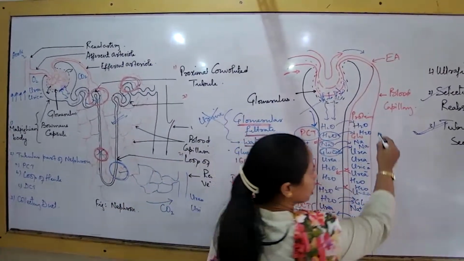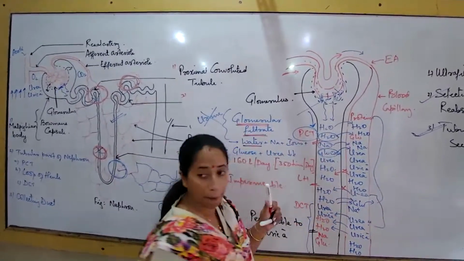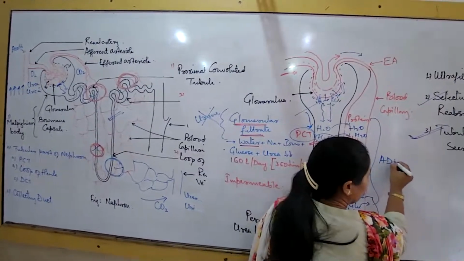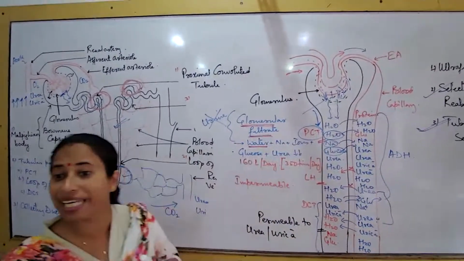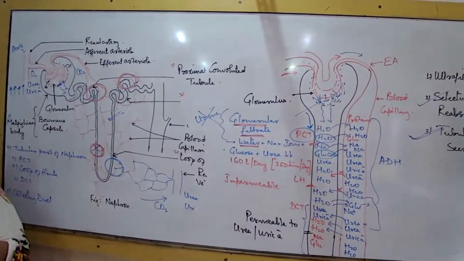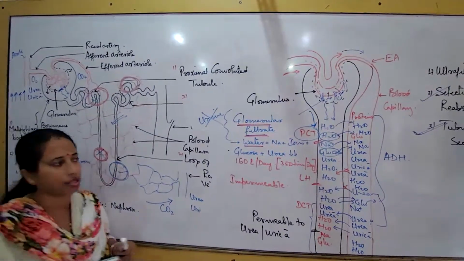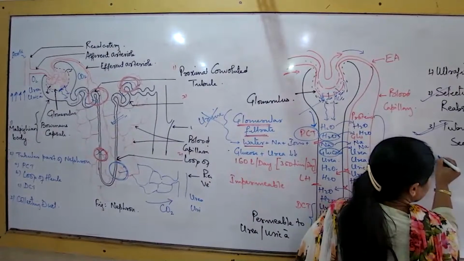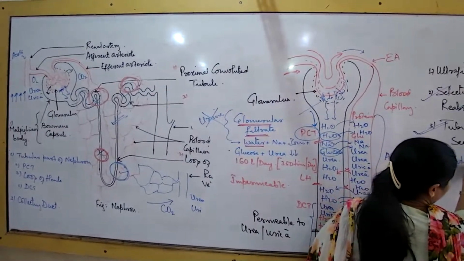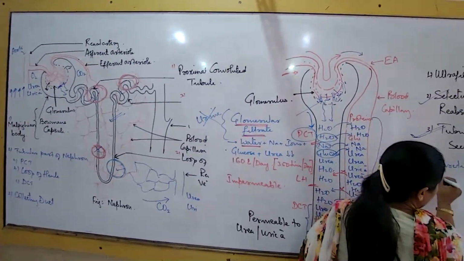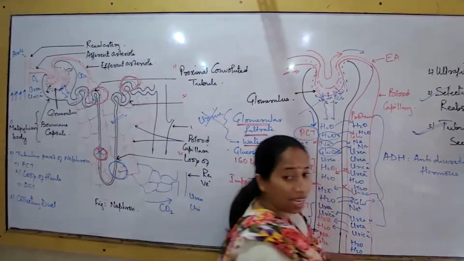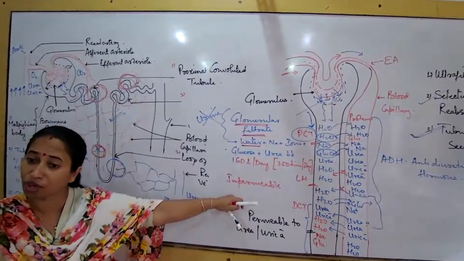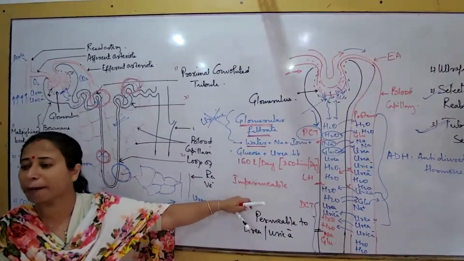तो ये जो process हो रहा है majorly in the PCT and the loop of Henle is because of a hormone, and this hormone is known as ADH. You will learn the role of ADH in the next chapter also. What is ADH known as? ADH is known as antidiuretic hormone, and this antidiuretic hormone is responsible for this entire process of reabsorption.